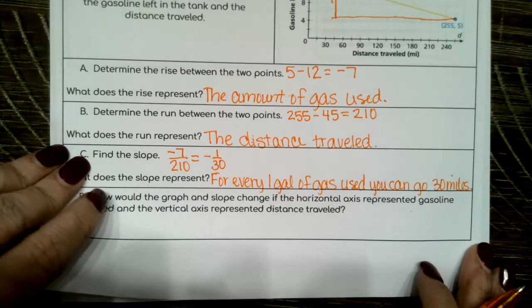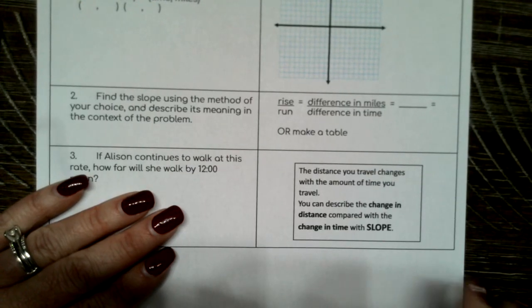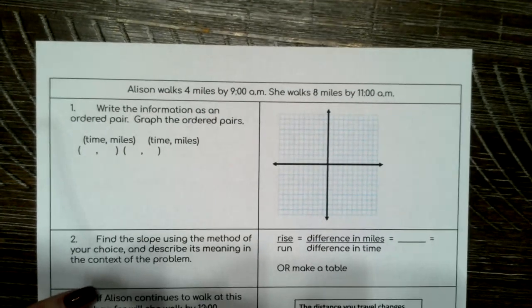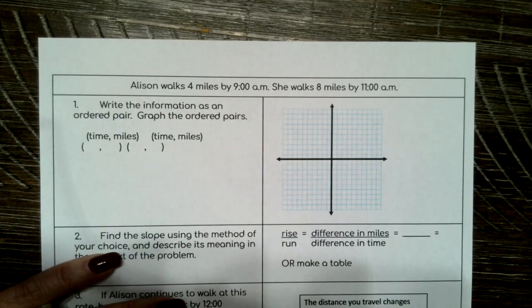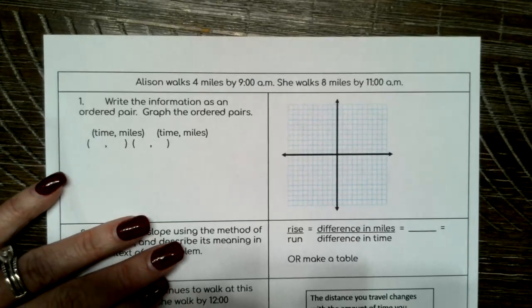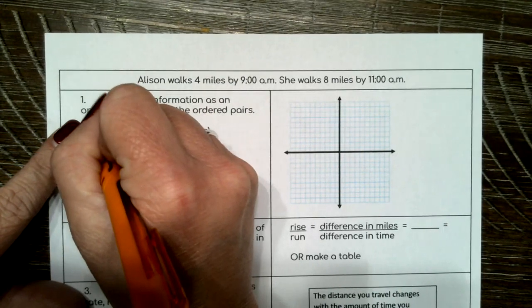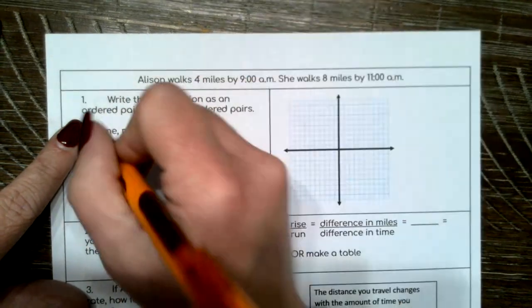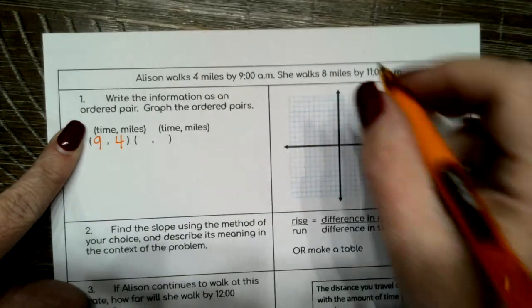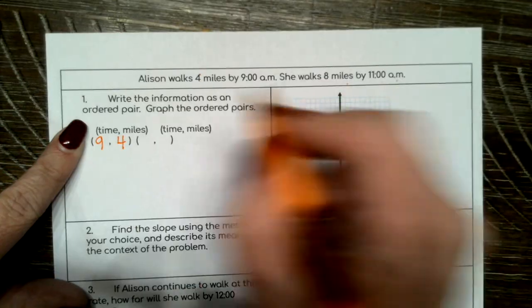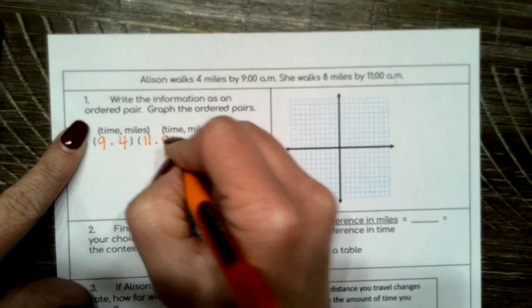All right, we're going to skip letter D for time's sake and move on to Allison. Now, Allison walks 4 miles by 9 a.m. and she walks 8 miles by 11 a.m. Write the information as an ordered pair, graph the ordered pairs. So the time is 9 and the miles was 4. That's the first ordered pair. The second ordered pair, she walks 8 miles by 11 a.m. So 11 a.m. and 8 miles.